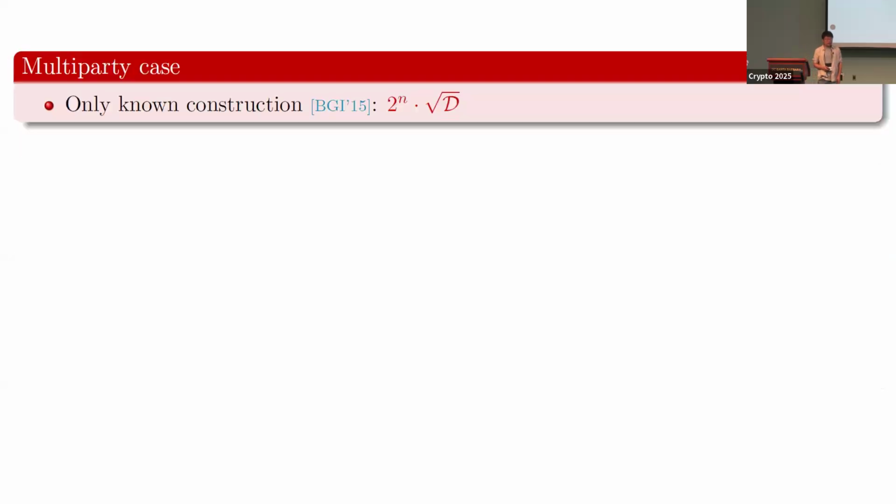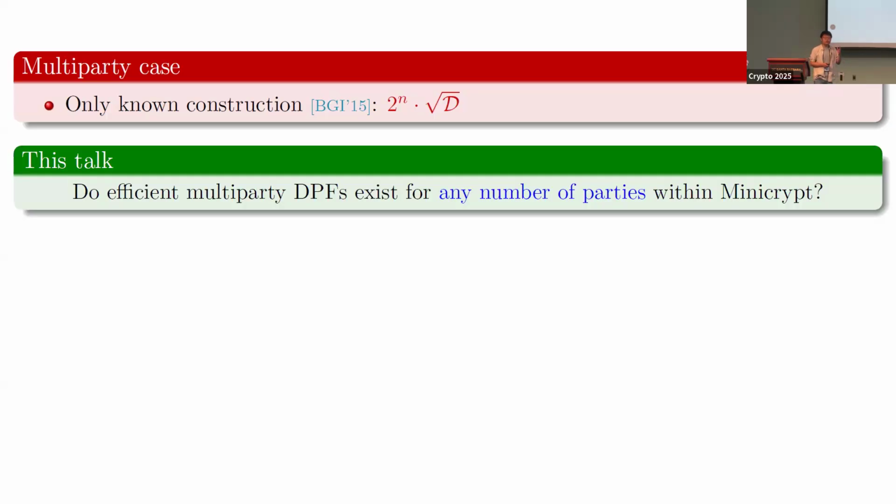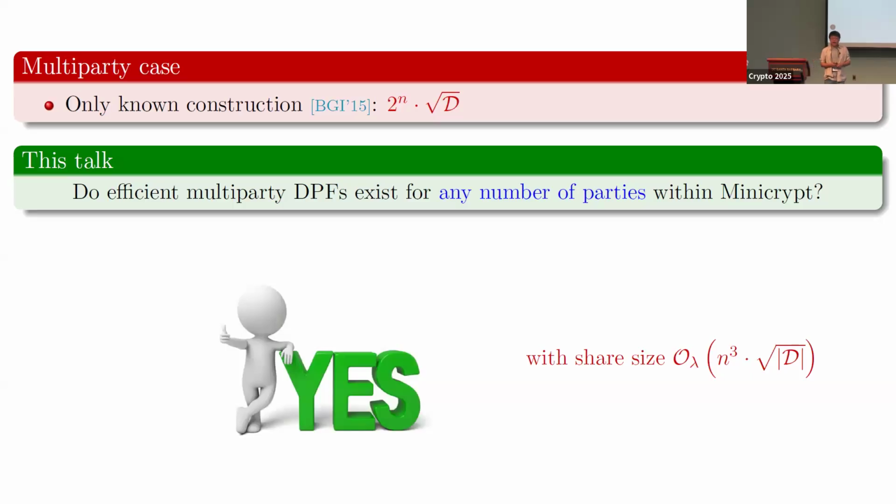So in this work, we asked, can we find better constructions of multi-party distributed point functions in minicrypt that have asymptotically better efficiency than BGI-15? In particular, we want to optimize this dependence on the number of parties from exponential to polynomial so that we can have efficient multi-party distributed point functions for any polynomial number of parties. And as our main result, we show that the answer is yes. We give a construction of multi-party distributed point functions where the share size is n cubed times square root of the domain size.